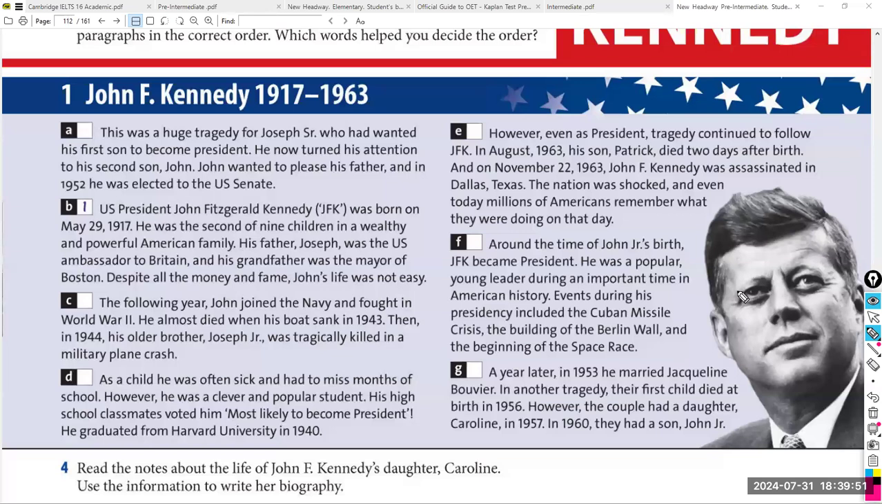Fitzgerald. Okay, Kennedy. JFK was born on May 29, 1917. He was the second of 9 children in a wealthy and powerful American family. His father, Joseph, was the U.S. ambassador of Britain. And his grandfather was a mayor of Boston. Despite all the money and fame, John's life was not easy.